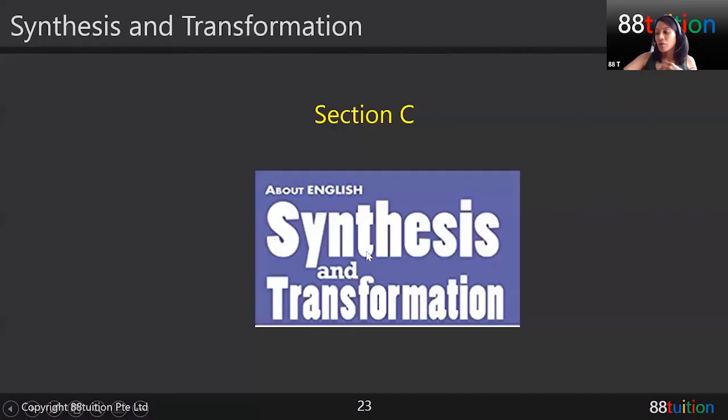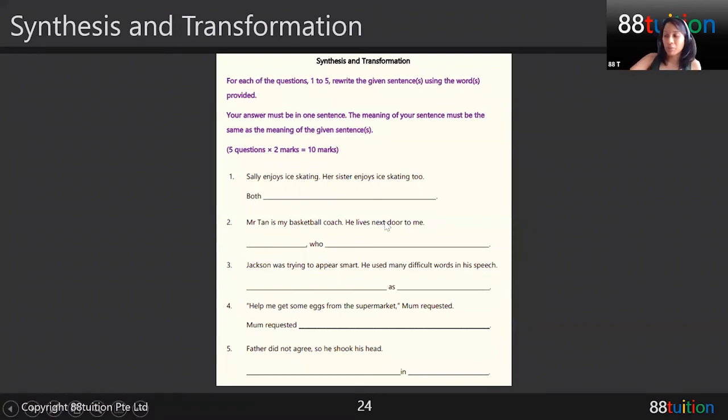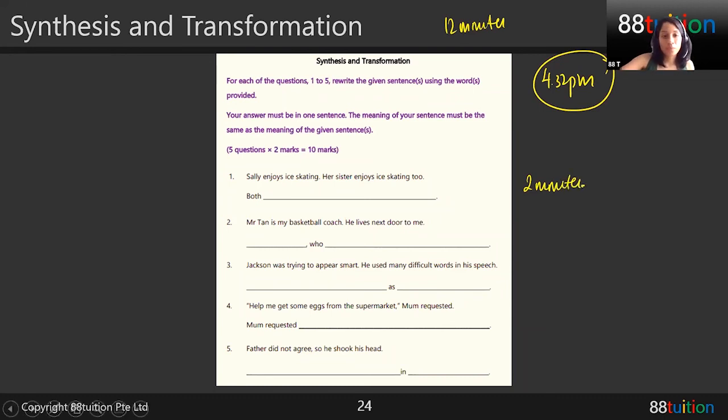Okay, now, synthesis and transformation, I'll give you 12 minutes for this, okay? This one I've copied down, but I think the vocab cloze was a bit too complicated to lift off everything. So 12 minutes for this, okay? At 4:30 p.m., I'll go through the answers. Each question you should take about 2 minutes, yeah? Because you need to check through. Okay?